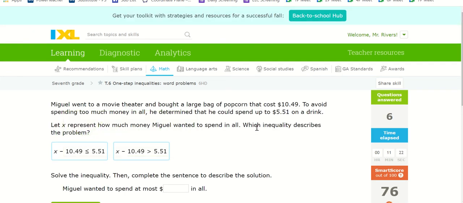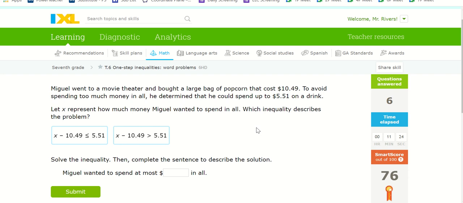Miguel went to a movie theater and bought a large bag of popcorn that cost $10.49. To avoid spending too much money in all, he determined that he could spend up to $5.51 on a drink. Let X represent how much money Miguel wanted to spend in all. Which inequality describes the problem?